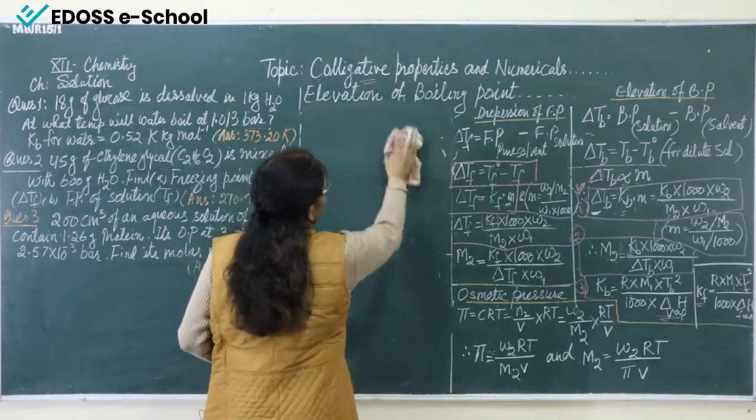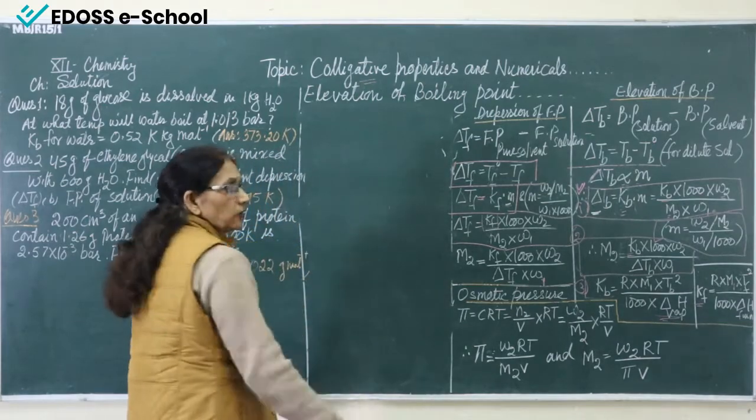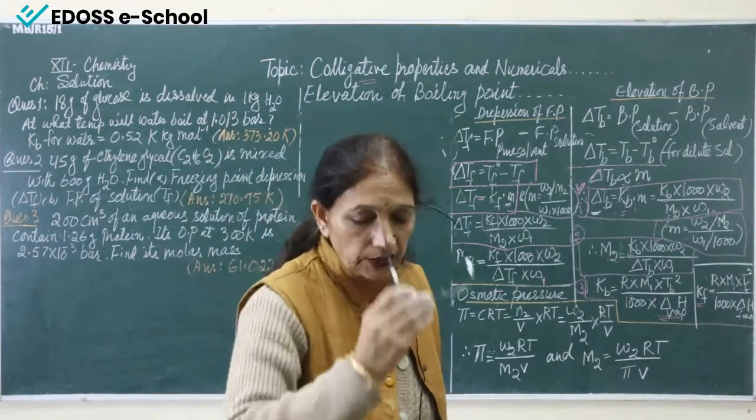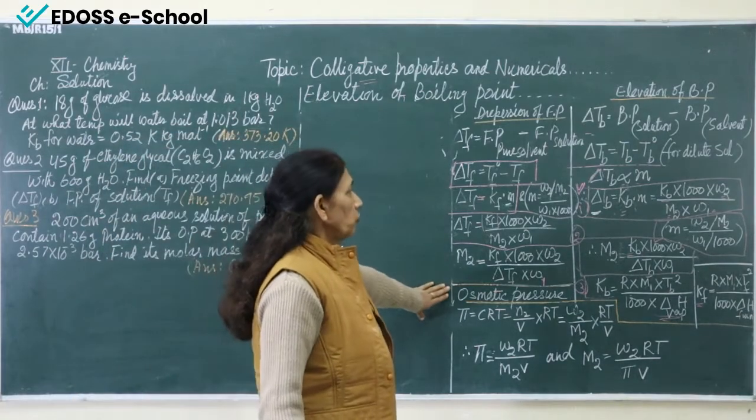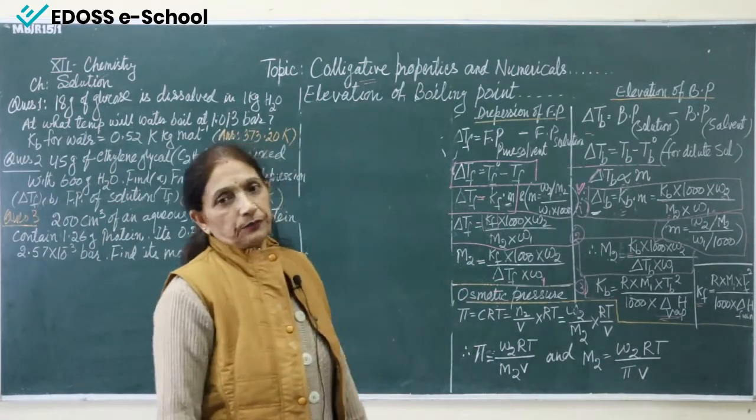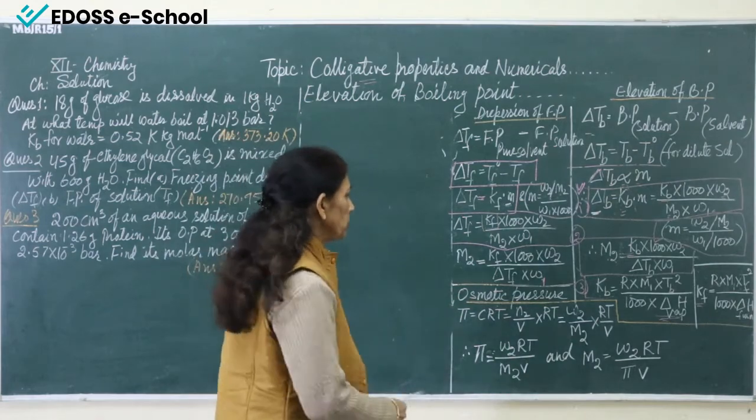Elevation in boiling point and depression of freezing point are almost the same. There is very little difference between both. Okay, now see here, this is our fourth type, that is osmotic pressure. So how to find osmotic pressure? Now you can see here the formula.